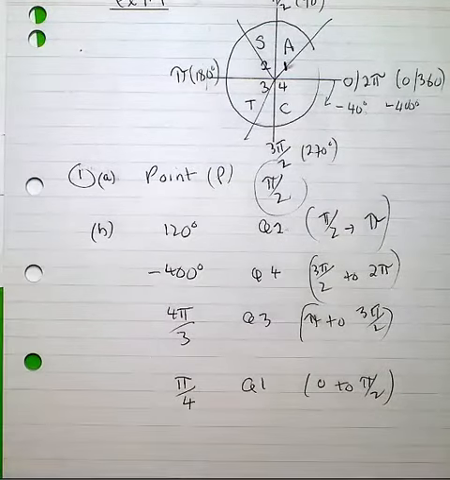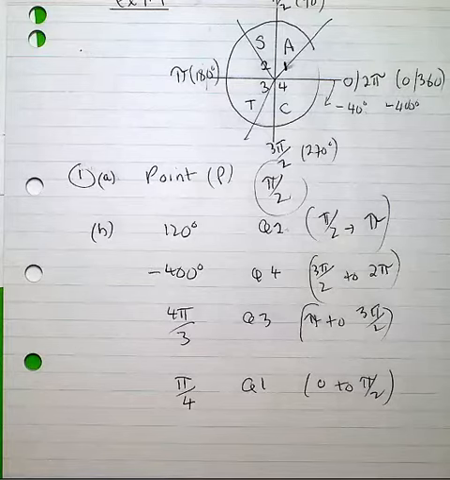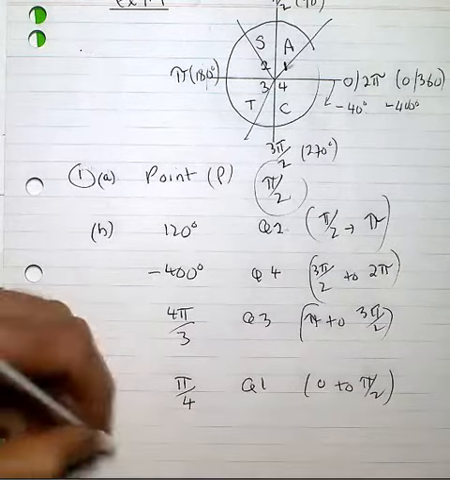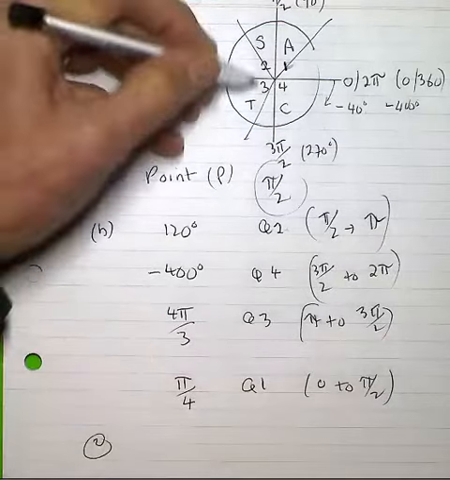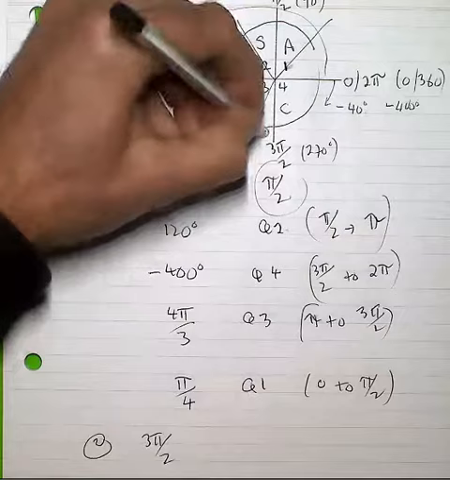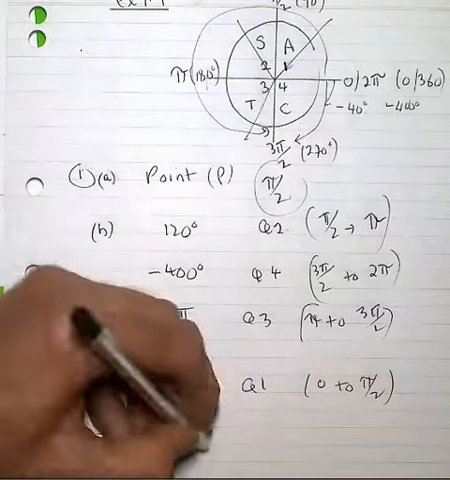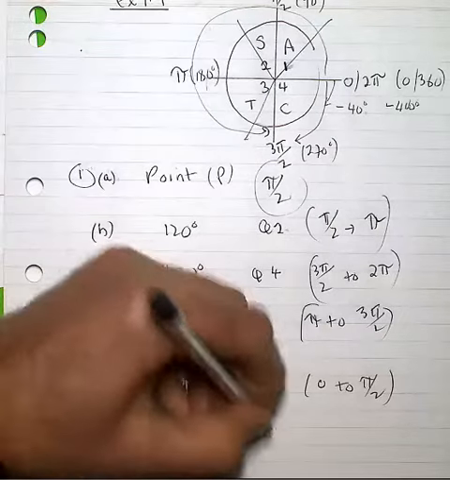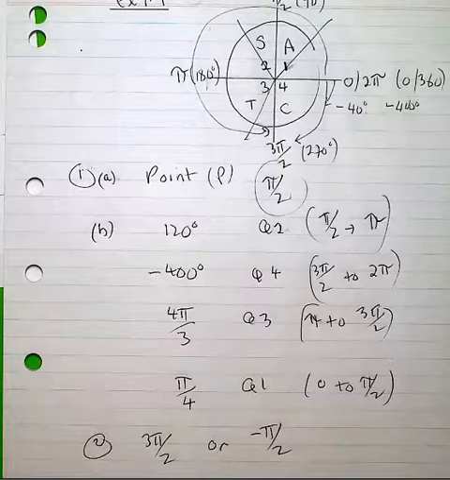Very quickly, positive and negative radian measure between quadrants 3 and 4. Quadrant 3 and 4, you're looking at 3 pi on 2, going clockwise or anti-clockwise. That would fit us into the minus pi over 2 category.